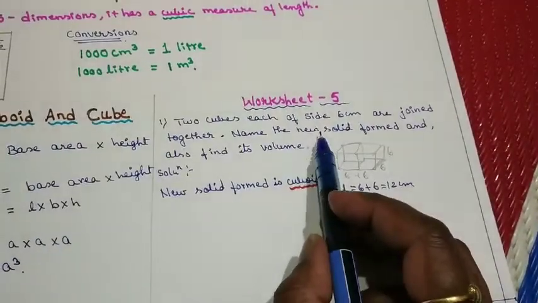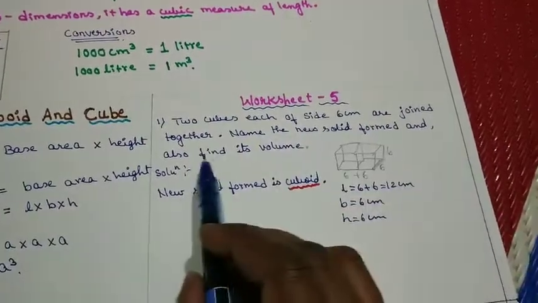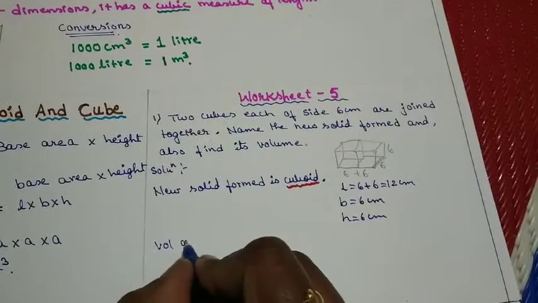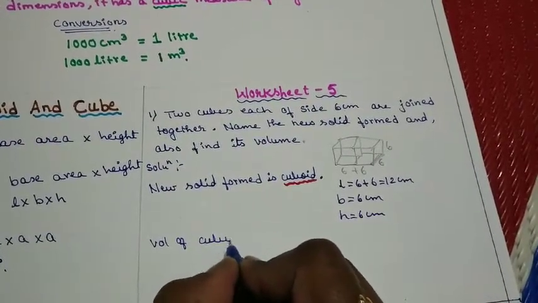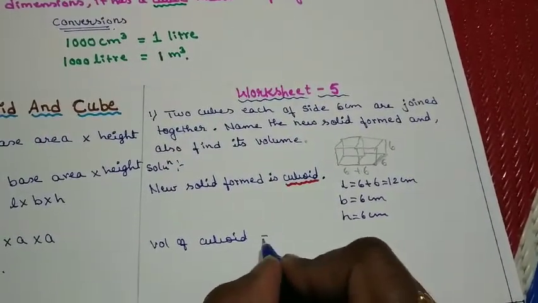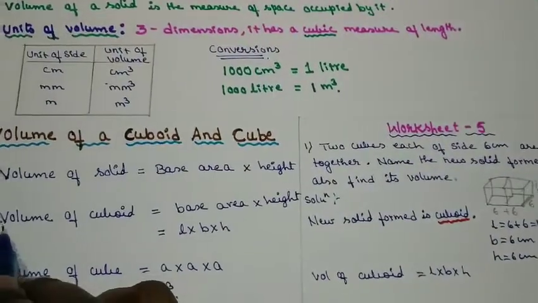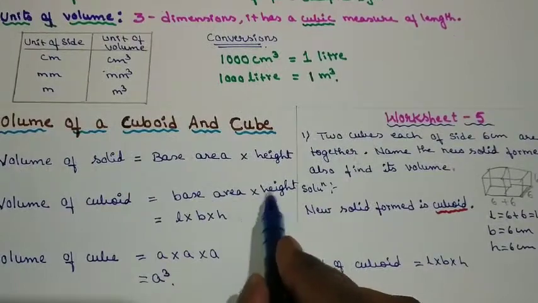After writing the new solid formed, it is asking to find its volume. So we'll write volume of cuboid equal to L into B into H. We have come across that the volume of a cuboid is nothing but base area into height.